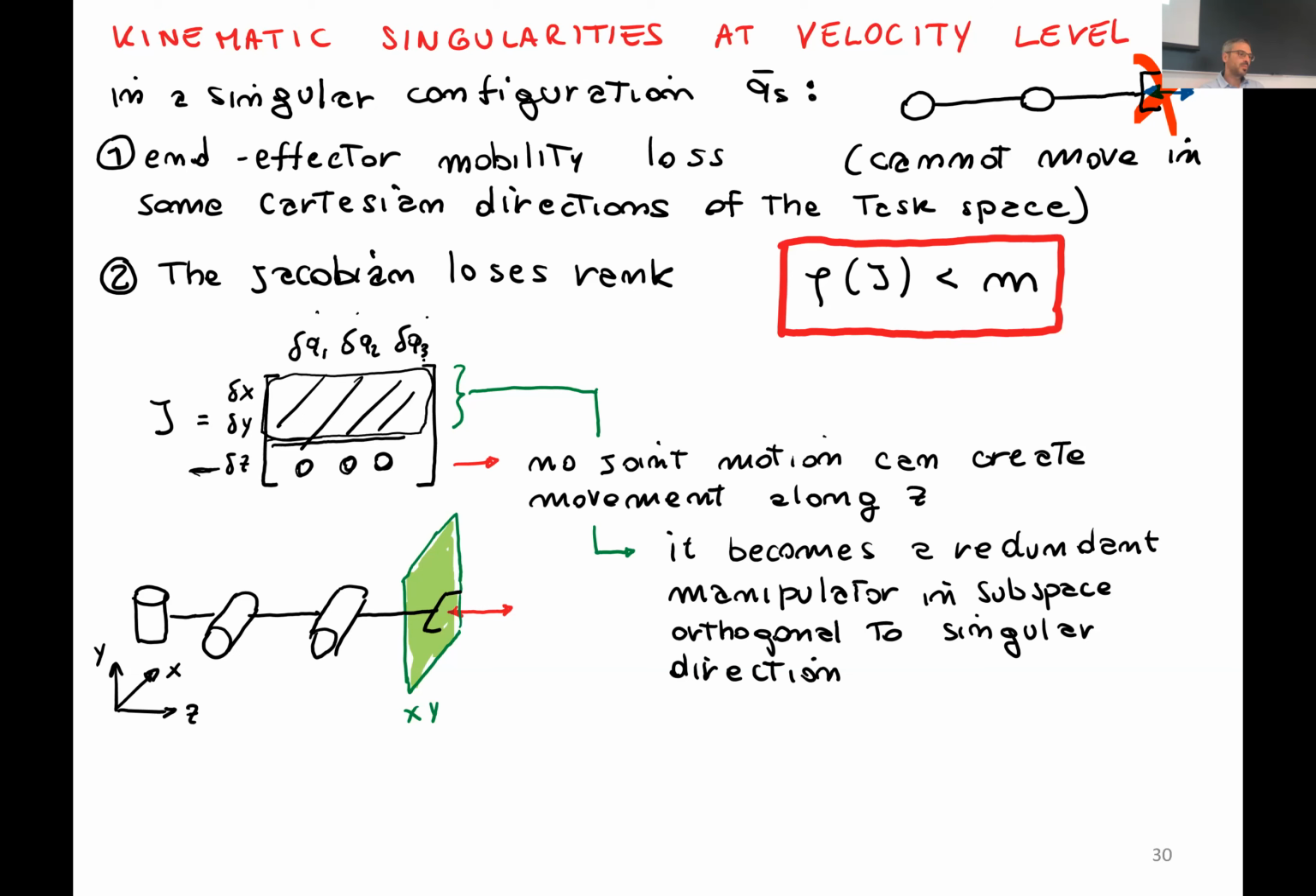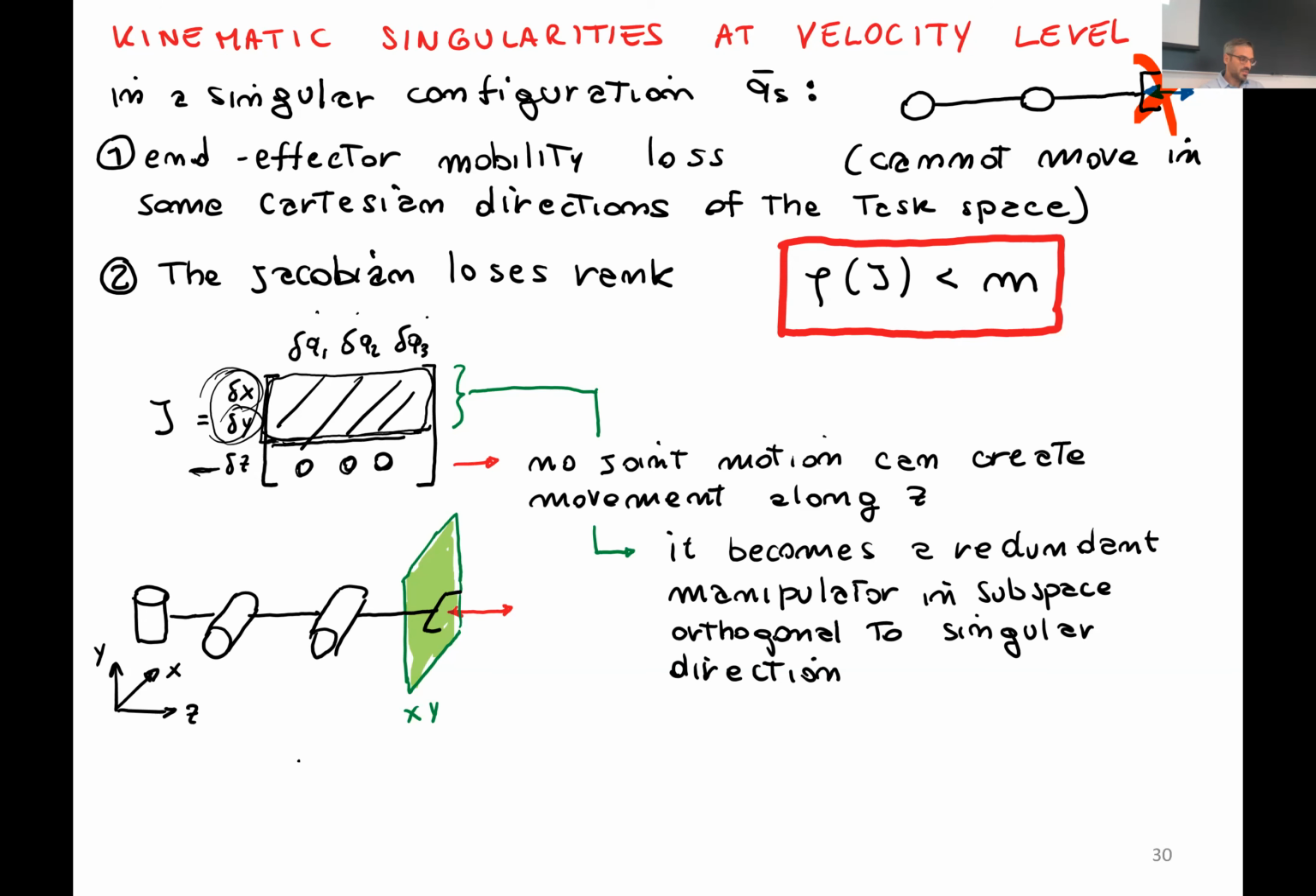You have 3 degrees of freedom for which you want to move 2 degrees of freedom. So you get redundancy. So the robot becomes redundant in the subspace orthogonal to the singular direction, which we see is the range space. So the space where we can still move is the space where the robot becomes redundant.